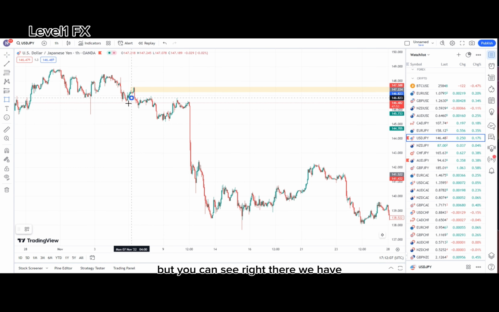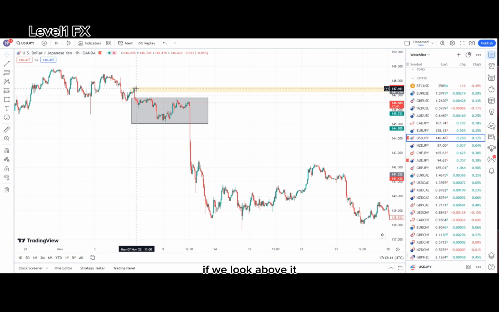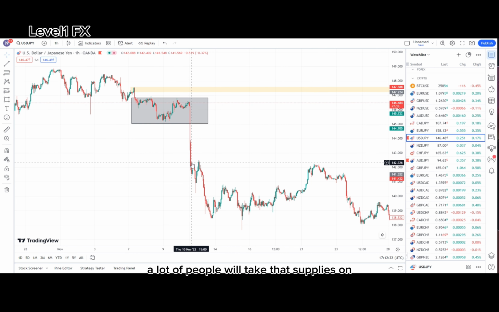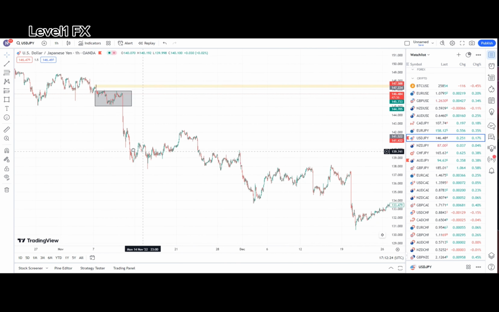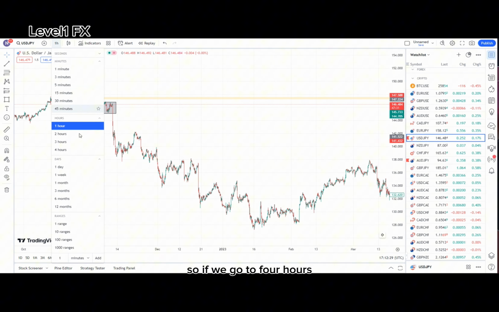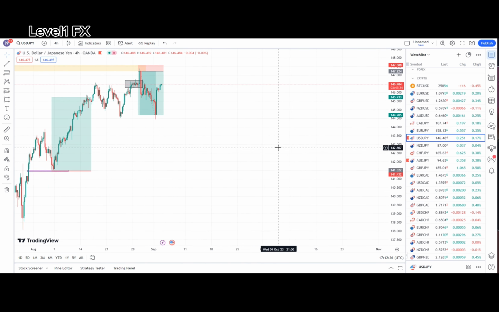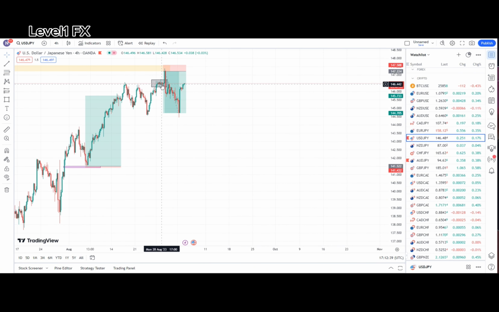But you can see right there the price has been there for a long time. If we look above it, we will find the supply zone I took, because the banks know that a lot of people will take that supply zone, and of course they want to take their stop losses. So if we go to 4 hours, we will see that we are in a supply area. So it's a good time for us to sell.